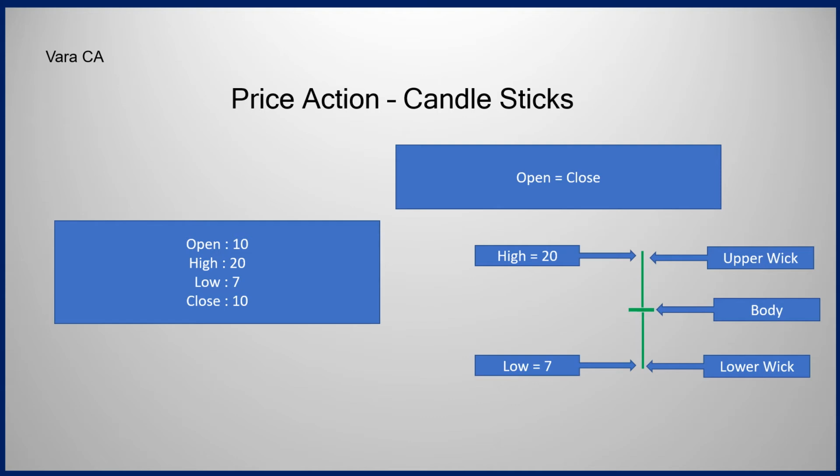Another one, here the open is equal to close. So high is 20, low is 7. High is plotted on the top, low is plotted at the bottom. Open and close are plotted at a single point. So you see a candle like this, which is also technically called a doji, where the open and close are equal.